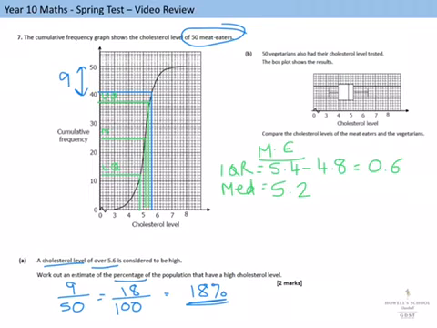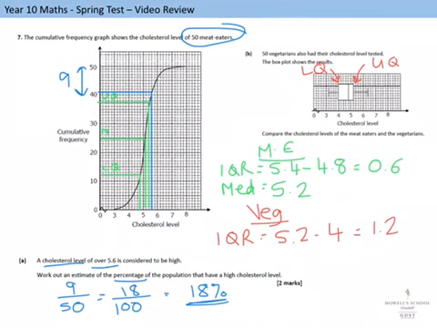Now, if we compare that with the vegetarians, we've got an interquartile range given on the graph as, remember, the upper quartile is just here, the lower quartile is there. So the interquartile range here is 5.2 minus 4, which is 1.2. The median is at 4.8. So we get 1 mark just for reading off all of that information, and then we get 2 more marks for comparing the IQR and the median respectively.